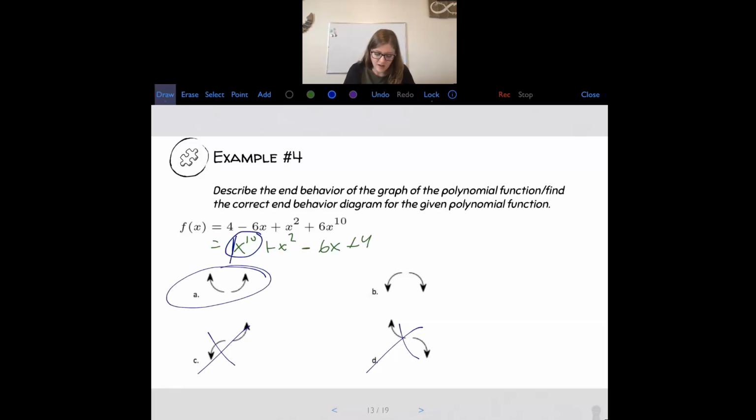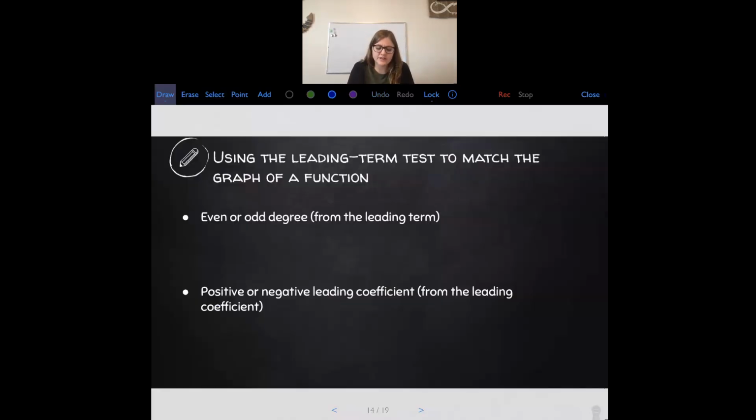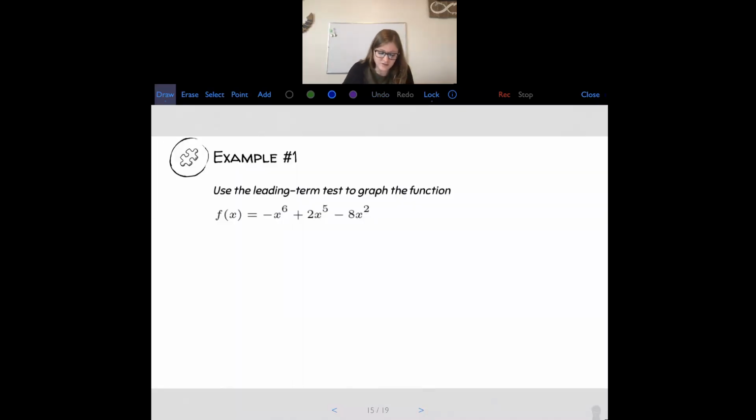Okay. There's one more thing that we can do. We can use the leading term test to match the graph of a function. So remember, we can determine if it's an even or odd degree from the leading term, and then if it's a positive or negative leading coefficient, again from the leading term. Okay. So use the leading term test to graph the function. So what you'll be able to do is match it to something different. But here I'm just going to draw a rough sketch.